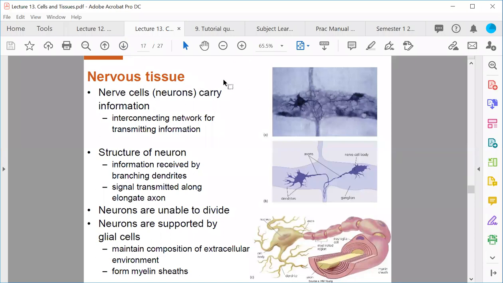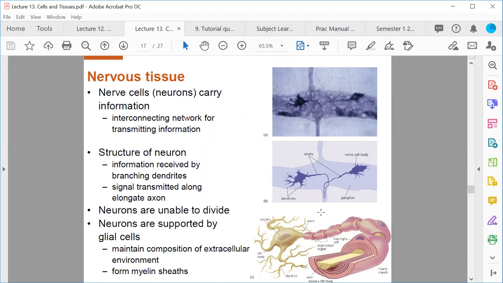Our final tissue type in animals is the nervous tissue. So nerve cells, which are known as neurons, will carry information throughout the body of the animal. Let's have a look at the structure of a neuron. So we can see an actual image here. So there's one neuron there and a second neuron there. That's also illustrated here. One neuron and the second neuron there.